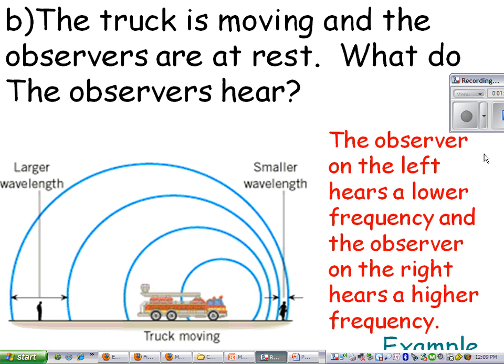The waves here, you can see that the crests, the compression areas, are much closer together, so this wave will pass by this person's ear more frequently. And since these waves are now farther apart, they're larger wavelengths, the waves will pass by this person less frequently. So you have a higher frequency on the right, lower frequency on the left.